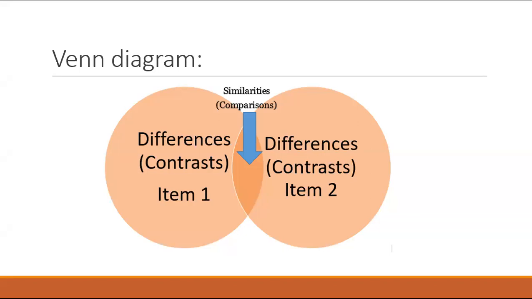So it gives you a quick and efficient way to compare and contrast two or more ideas. To make a Venn diagram, simply draw some overlapping circles, one circle for each item that you're considering. In the central area where they overlap, you will list the traits that are common, and in the other part of the diagram, you can make the list of things that are different.